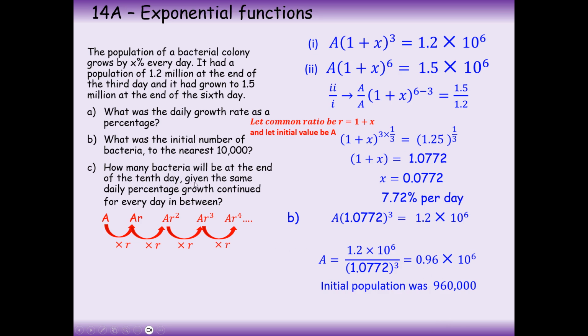Let's say somebody sneezed and that many bacteria fell on a certain surface. That's fine. Alright, so part C is saying how many bacteria will there be at the end of the 10th day, given the same daily percentage growth continued for every day in between.